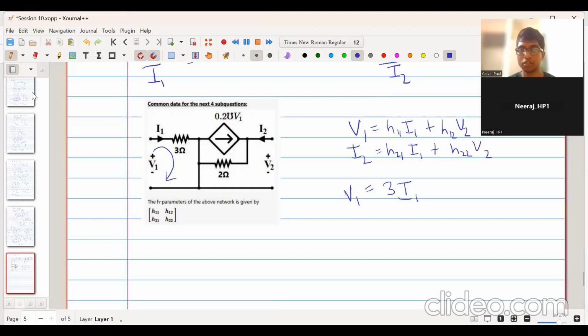We got V1 is equal to 3 into I1. We get just V1 because the voltage drop across this 3 ohm resistor is 3 into I1, and this is short circuited, and this goes again here. That's why V1 is equal to 3 I1. Now we compare this with this equation. So what will we get H11 to be equal to?